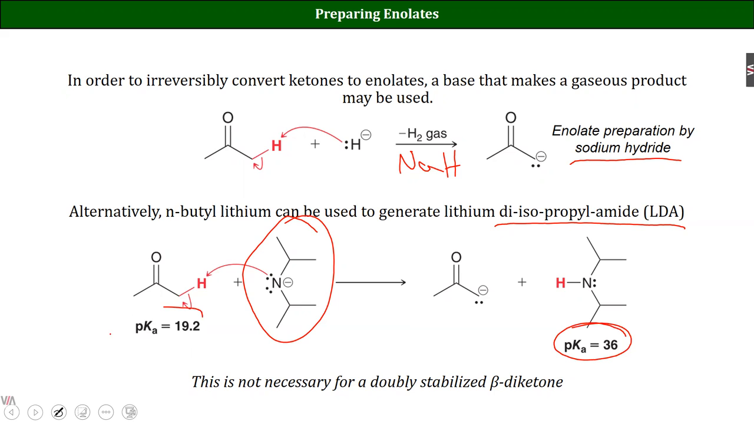essentially to completion. If you look at the pKa values, 19.2 versus 36. So that tells us that that's a difference of 17 pKa or pH units, which means that at equilibrium, you're going to favor making the products 10 to the 17th to 1. That's enough that we can say that it happens to completion and we don't have any of this left over.